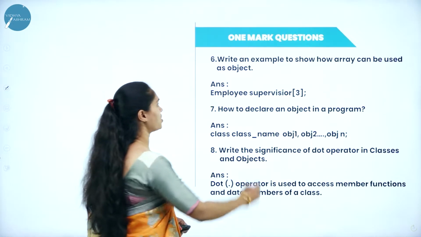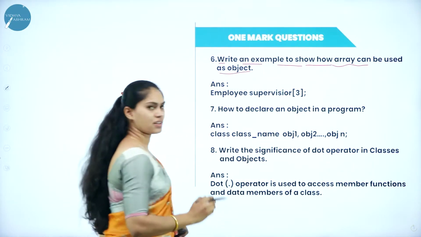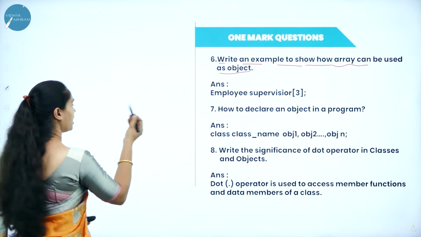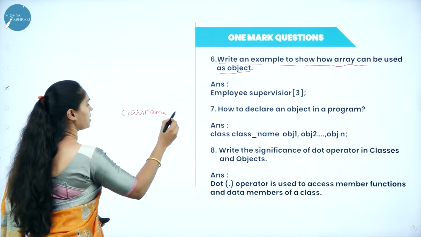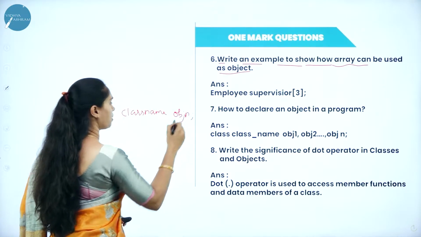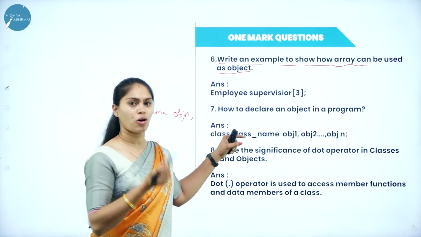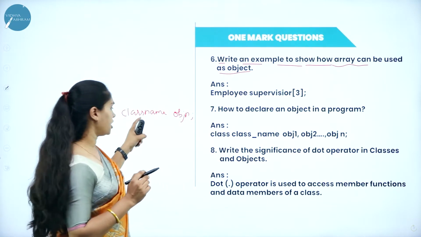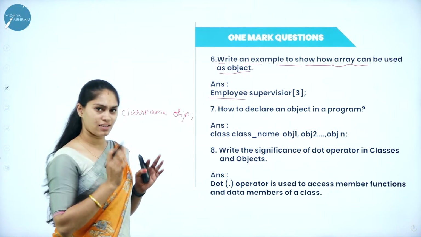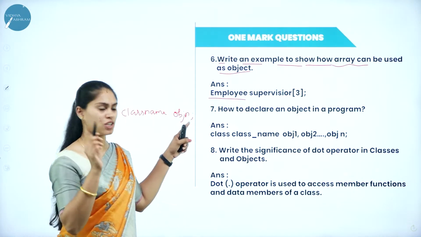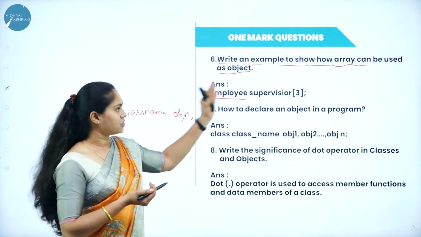Next, we'll see the next question. Write an example to show how an array can be used as an object. As you all know, to create an object, I need to take the name of a class, then an object name, then a semicolon. When I want an array as an object of a class, first I need to specify the name of the class. I am taking Employee as the class name here and creating one object called supervisor. So how are we going to declare an object of an array type?